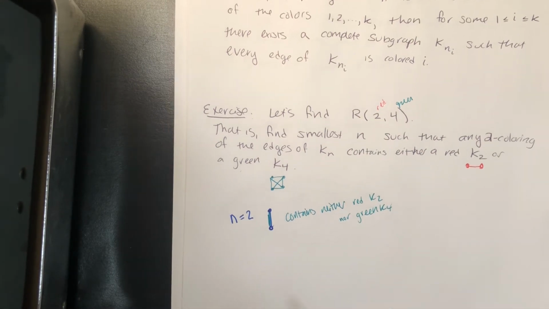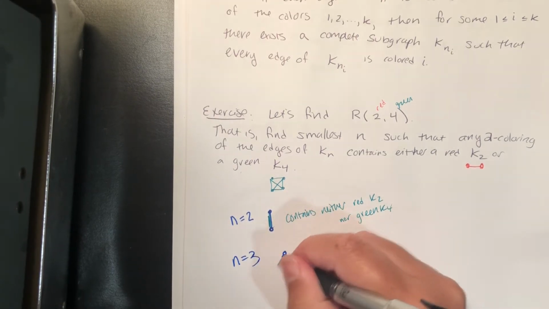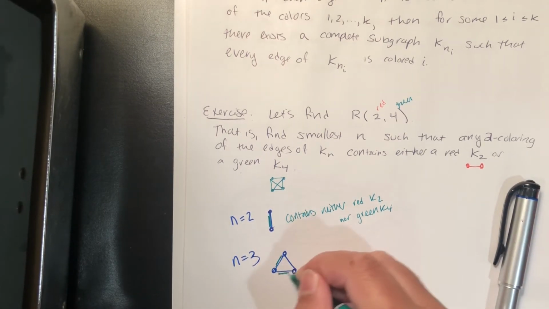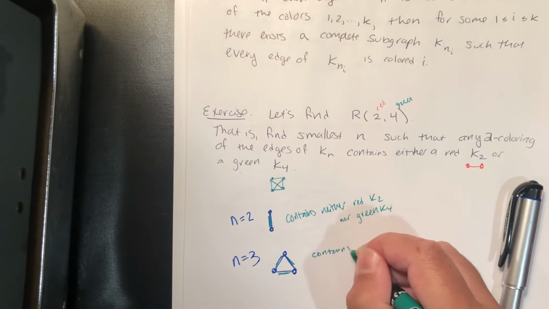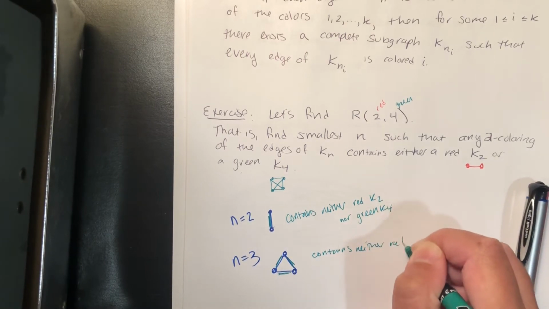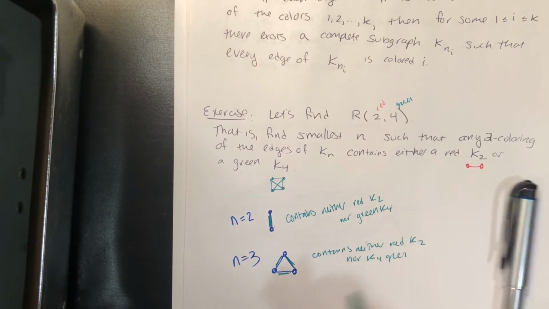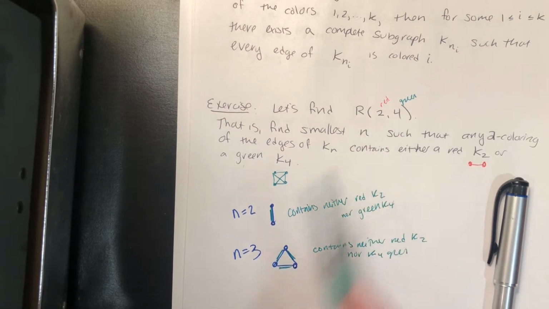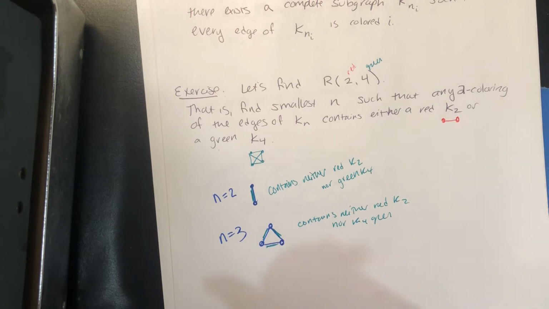We found a counterexample. All right, let's think about when n is equal to 3. Well, similarly, I could choose to color this with all green edges. This graph contains neither a red K2 nor a green K4. Clearly, it doesn't have enough vertices to contain a green K4, and there are no red edges at all, so it doesn't contain a red K2, which means this R24 number is not going to be equal to 3. It's going to be bigger than 3. Okay, well, what about n equals 4?